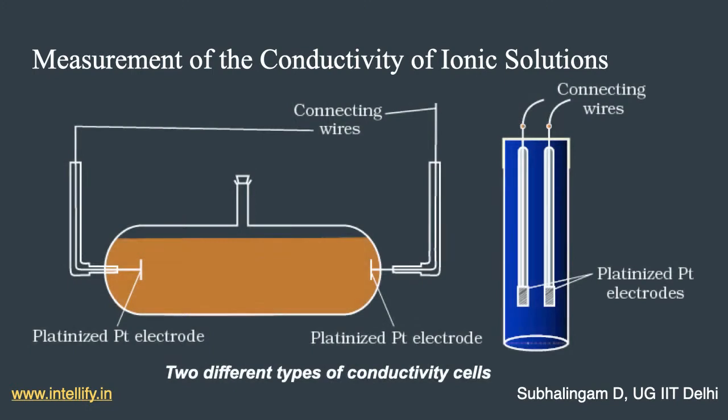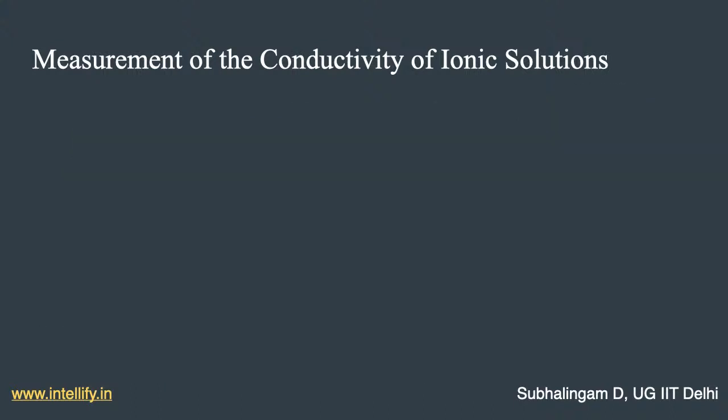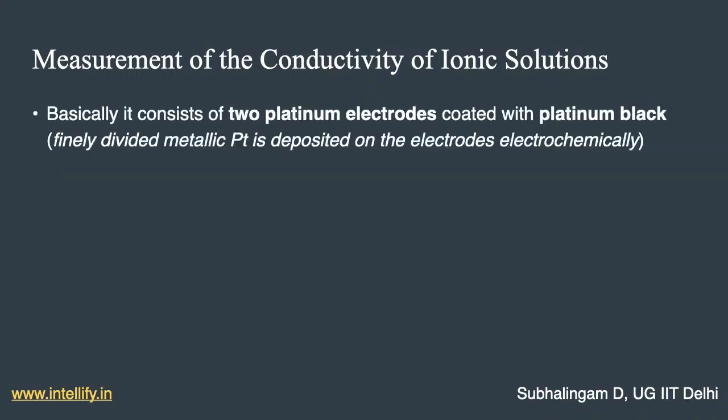Now we will learn about these conductivity cells in detail, but before that, these are two different types of conductivity cells, and do note that the electrodes are platinum. The images are there in your textbook. Basically, it consists of two platinum electrodes coated with platinum black, that is finely divided metallic platinum deposited on the electrodes electrochemically.